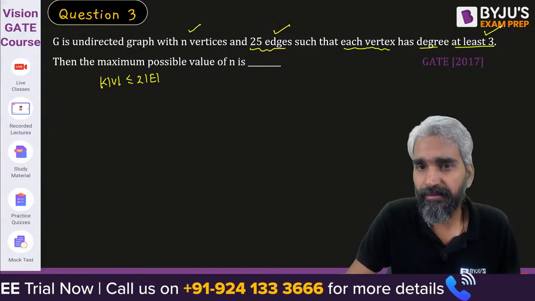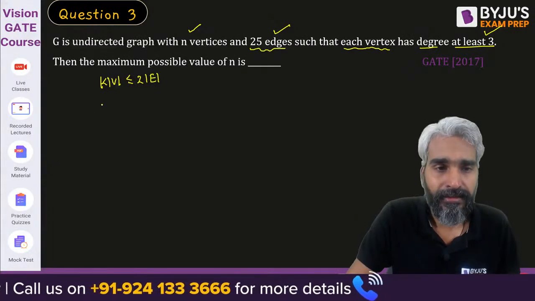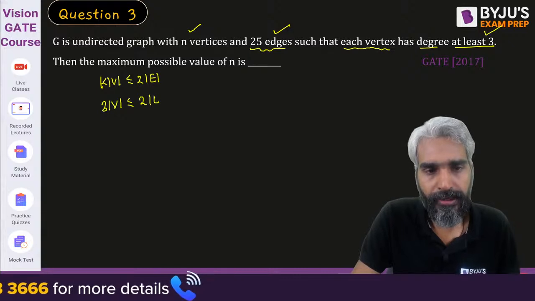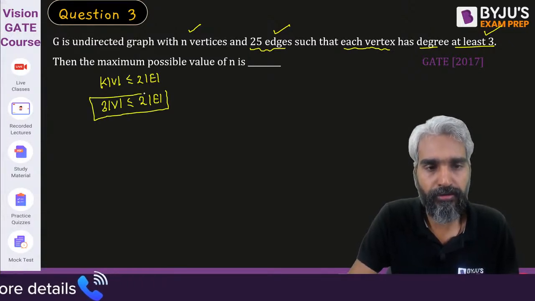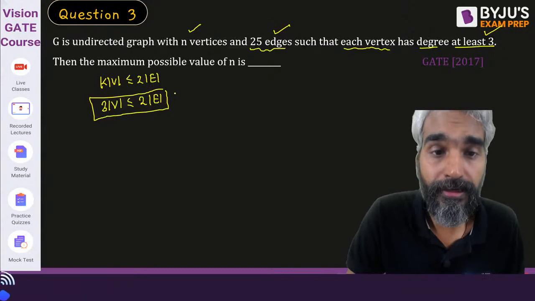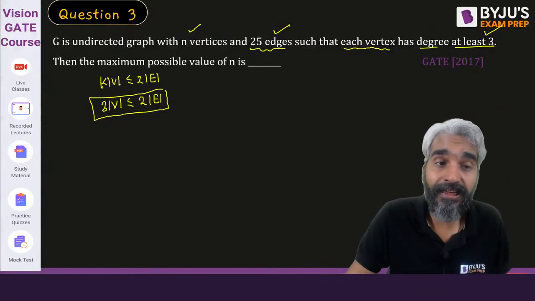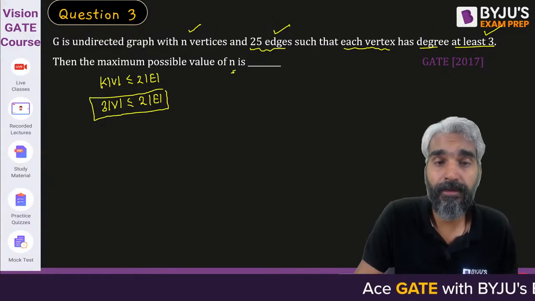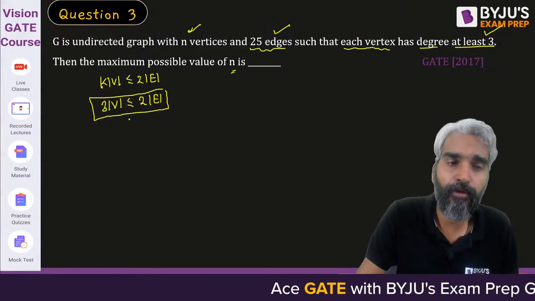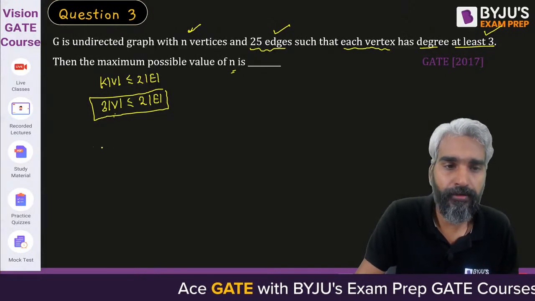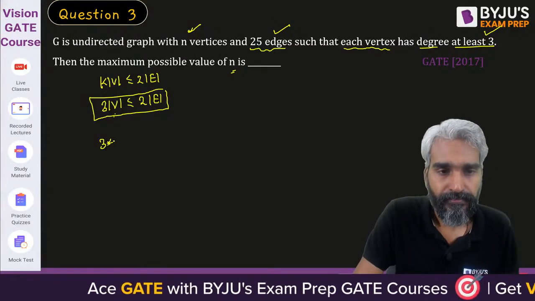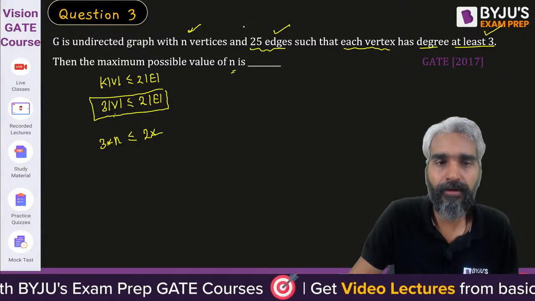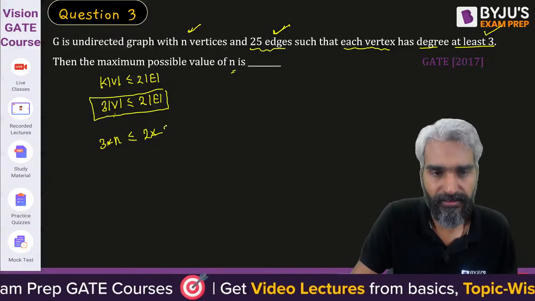Here it is given that the degree of every vertex is at least 3, therefore 3|V| will be less than or equal to 2|E|. So that's one equation which we know from this statement, right? So that's a corollary. Now it is asking for the maximum possible value of n. So this is our graph. |V| is actually n. So 3n has to be less than or equal to 2 times the number of edges. How many edges? 25 edges.